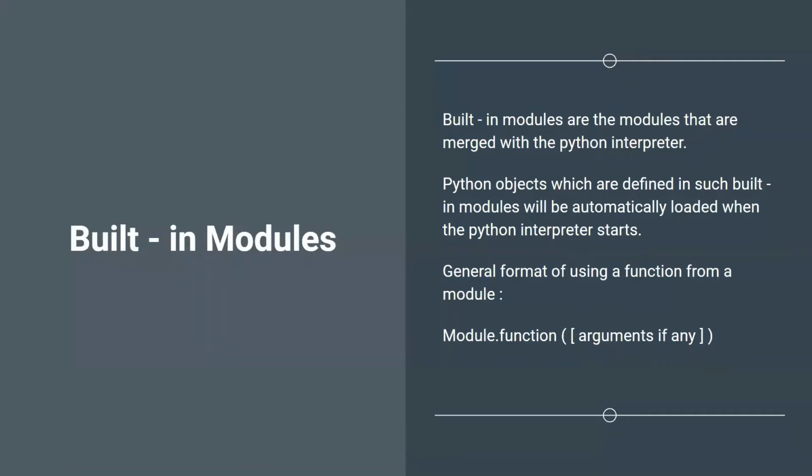Built-in modules are the modules that are merged with the Python interpreter. Python objects which are defined in such built-in modules will be automatically loaded when the Python interpreter starts. The general format of using a function from a module is we write the module name, then dot, and then the function name, and in the parentheses we pass the arguments, if any. So, guys, let's move on.